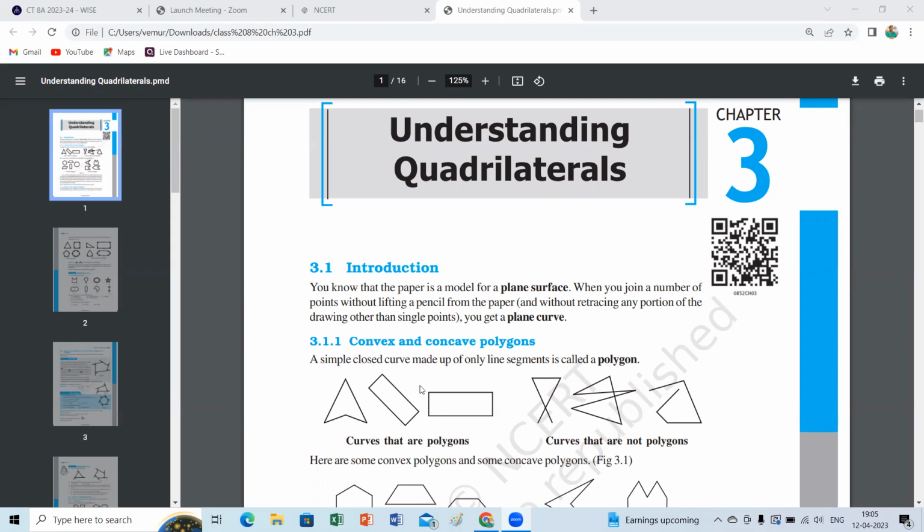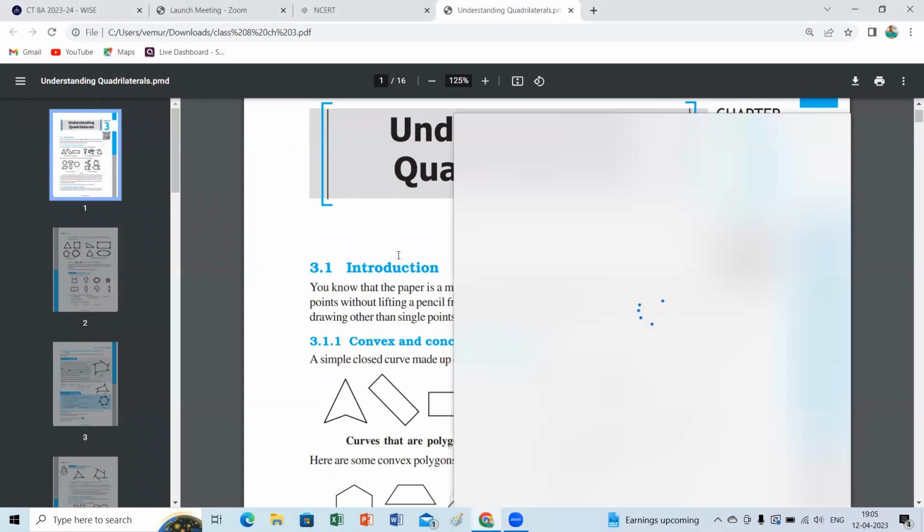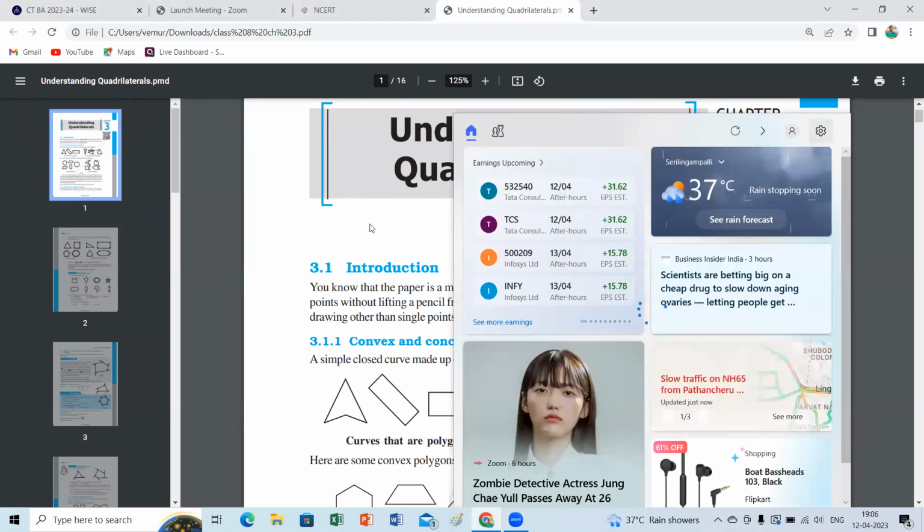This one has four sides. Yes, but is it a polygon? No, ma'am. It should be closed, and it should not be overlapped too. This one is closed, but what happened here? It is overlapping. Yes, it's overlapping. Okay, ma'am.